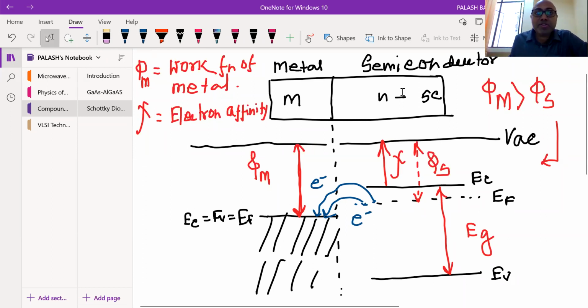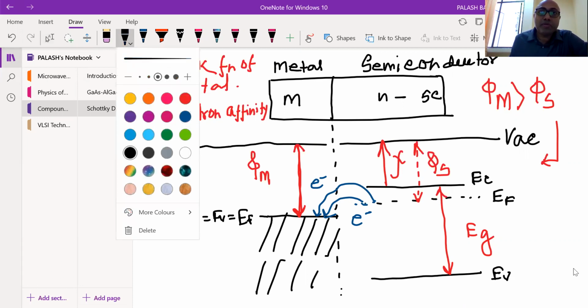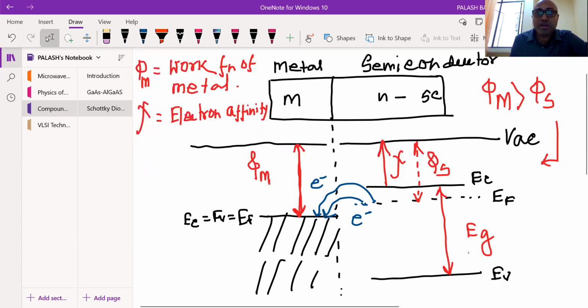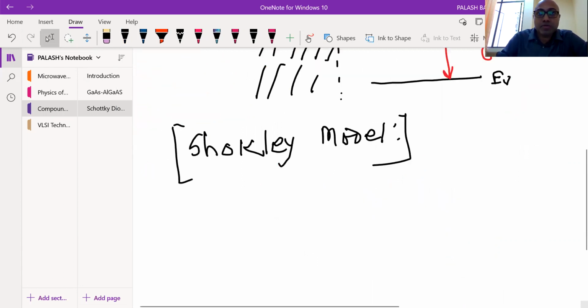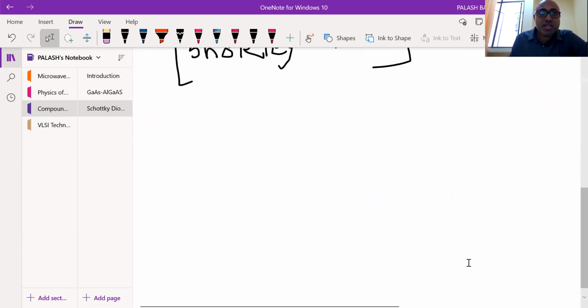If electrons come from this side to this side, what will happen finally? Can you please tell me what will happen to the band diagram, whether the conduction band will bend up or down, how it looks? Sir, up. Yeah, very good. So let's draw it.